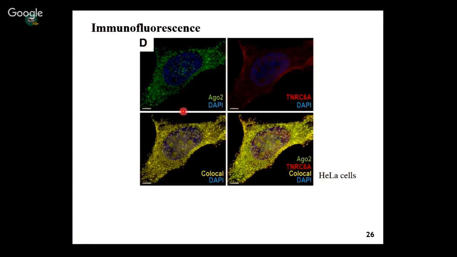To visualize the association of TNRC6A and AGO2 inside the cell nuclei, they performed immunofluorescence microscopy. The blue one is DAPI, marking the nuclei, AGO2 is the green one, and TNRC6A is the red one. We can see these proteins overlap in the same location. So they saw that these RNAi factors in the nuclei can form a complex.